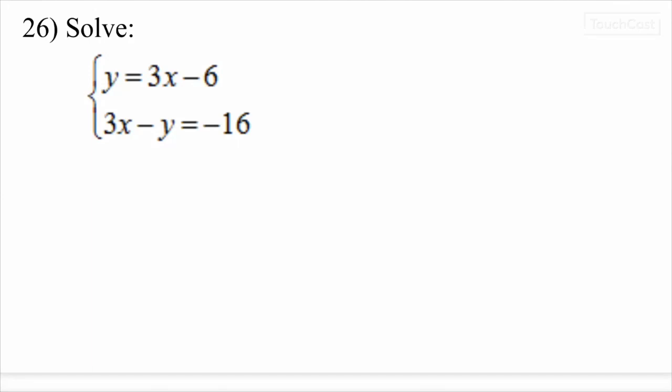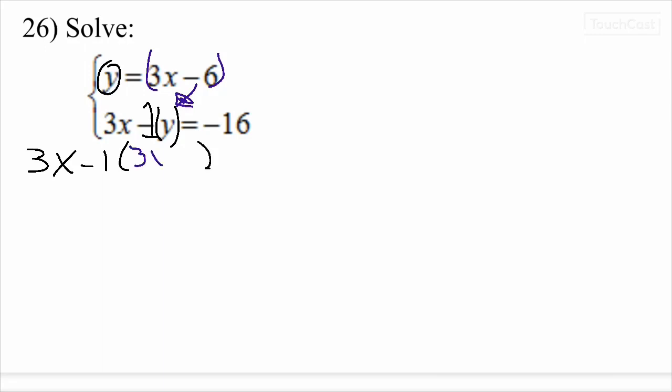But this time I'm solved for y, so I'm going to stick in a negative 1 there. It's kind of hard to do. And then this guy goes in for y, because I'm solved for y. No more y's in the equation. So it will look like this. 3x stays the same, minus 1, parentheses. And then what goes in the parentheses? 3x minus 6. And then this will equal negative 16. Okay, distributing by negative 1.